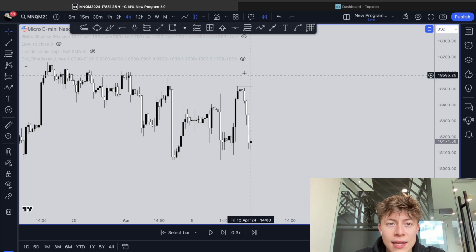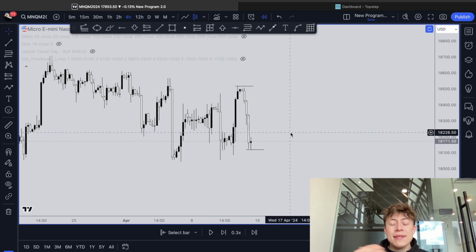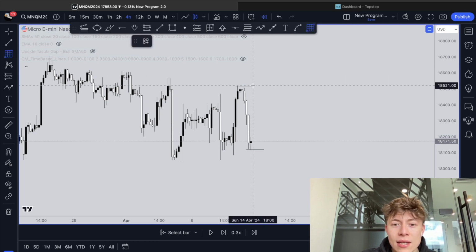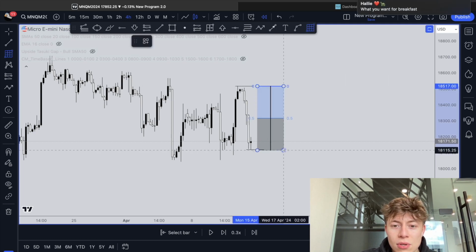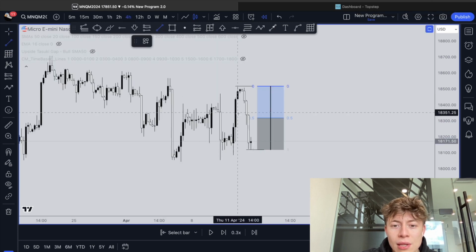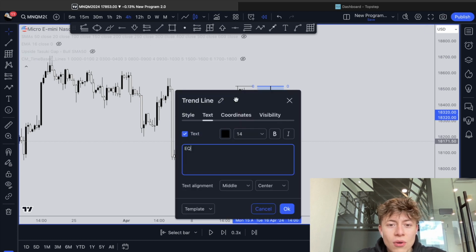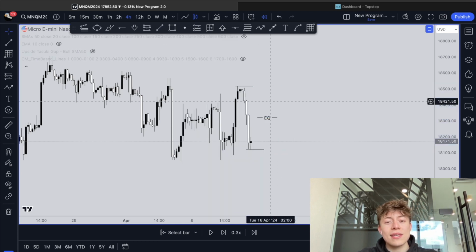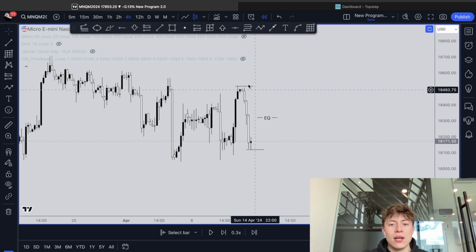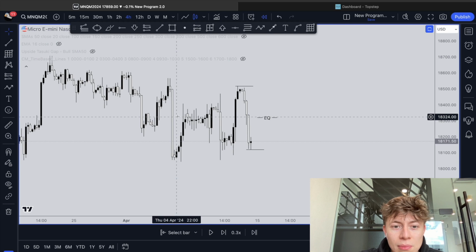We created this high, and coming into session, price swung down here, right? So when I see something like this, immediately I'm going to take the Fibonacci or the Gann tool, and I'm going to mark off our equilibrium level, because the equilibrium level is the level where price wants to balance out. When I see a swing like that, that's immediately what I think of, okay?